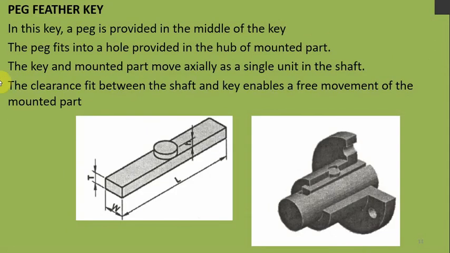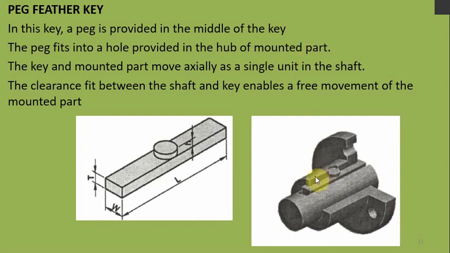Next one is the peg feather key. As I told, the feather key term is coming, that means it is attached to either the hub or the shaft. In this key, a peg is provided in the middle of the key. This circular disc kind of portion is called a peg. It is projecting out from the flat top surface of this key. Usually it will be parallel. The peg fits into the hole provided in the hub of the mounted part.